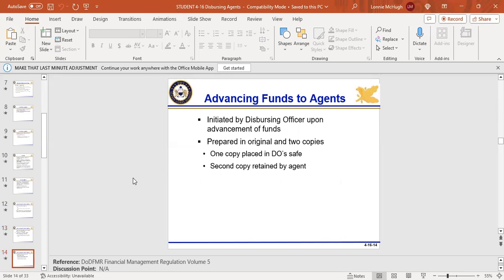Whenever the DD form 1081 is initiated, it's going to be initiated by the dispersing officer when it is an advance to the agent. If it is a turn in, the agent will initiate the form to deposit with the dispersing officer.